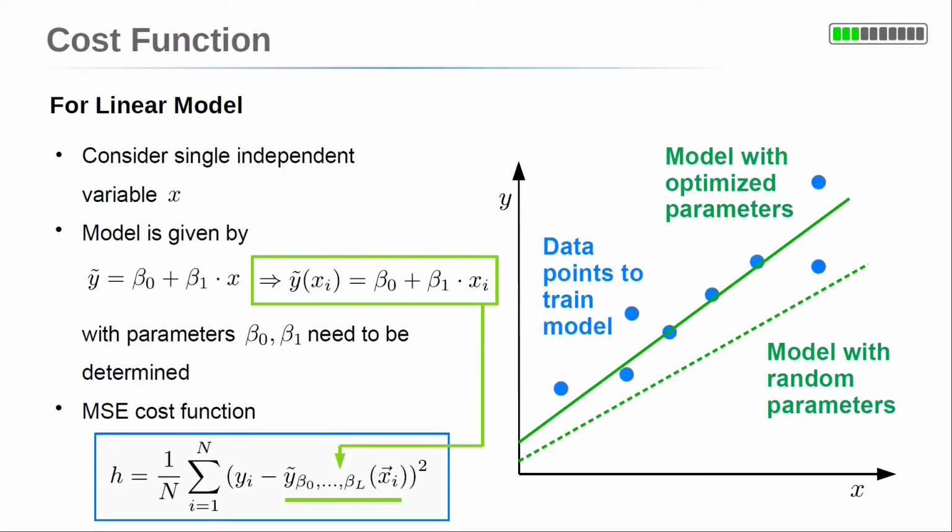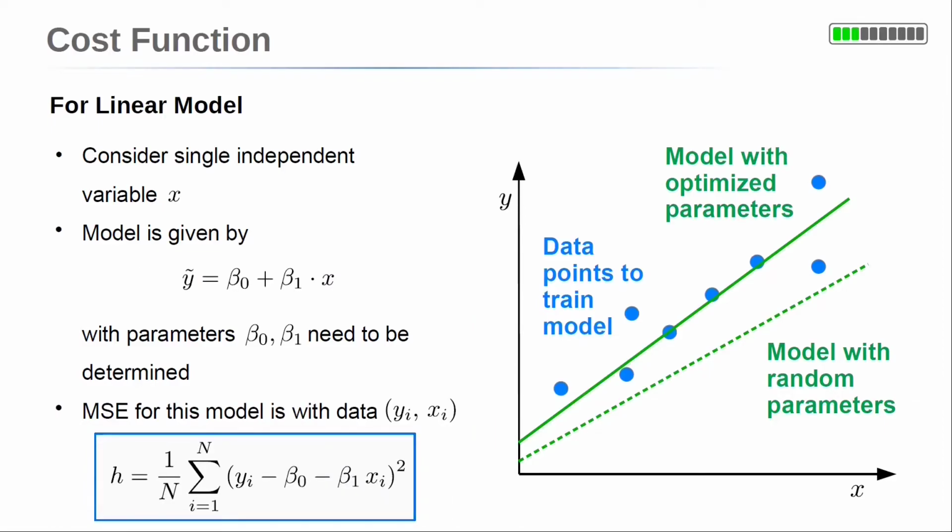Now we substitute this model into the mean squared error cost function. Then we obtain the expression highlighted in blue. On the right side, two different linear models are sketched. The model with optimized parameters is closer to the data. Thus, the squared distances between model and data are smaller compared to the other model with more random parameters. So the latter one leads to a larger cost function value.